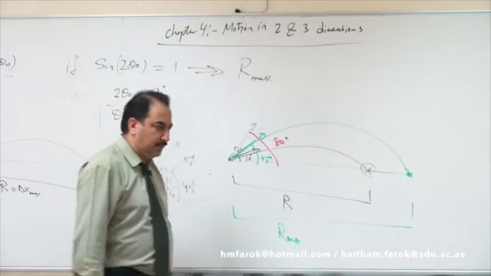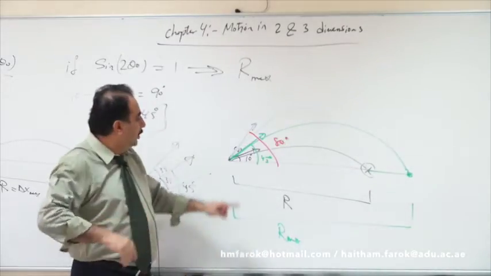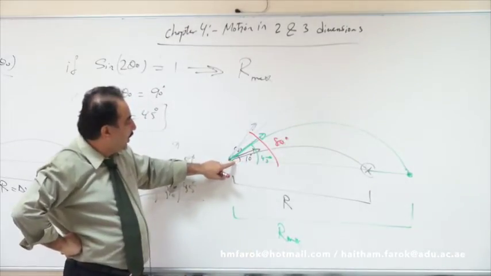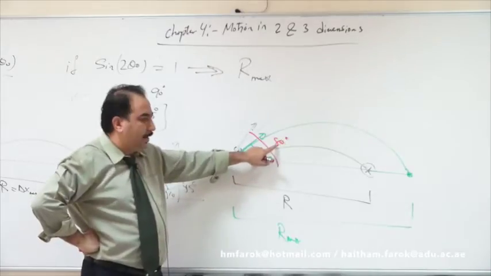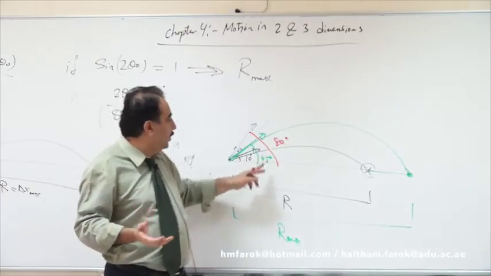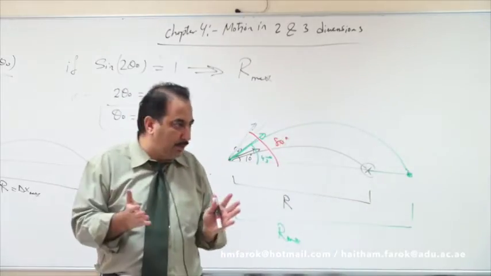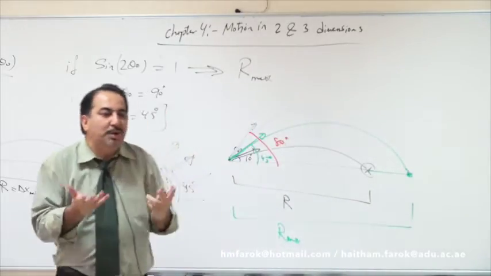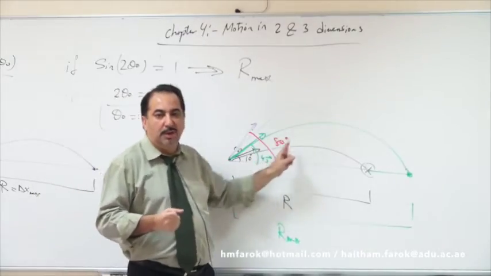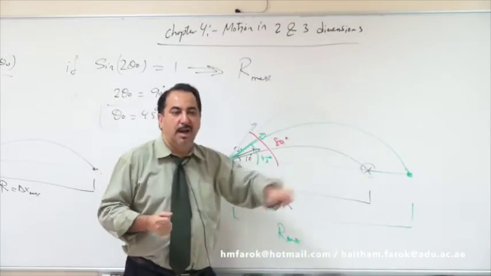Now, this is the question which I usually ask. What's the difference between firing at 10 or at 80? Because at 10 or 80, you hit the same target. You accomplish what you want. You achieve the goal, yeah? You hit the target. Which one do you prefer to use? Low angle or high angle? And why?